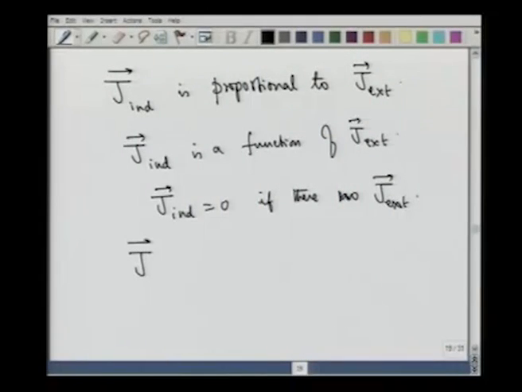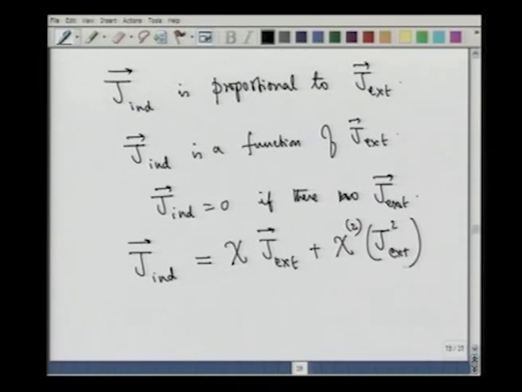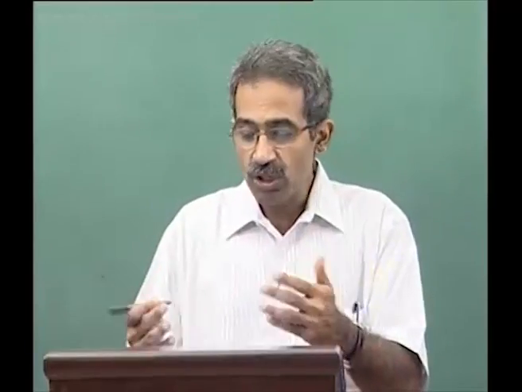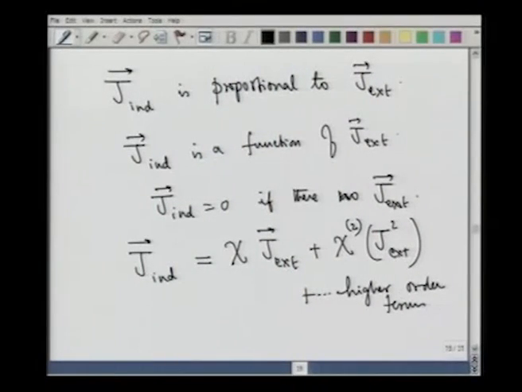Therefore, what I can do is to make an expansion for J induced in terms of J external. So, the leading order term, let me call it chi J external. Then let me introduce a notation called chi 2. Then this will be what? J external squared. Okay. How the vector comes about, let us not worry about that, plus higher order terms, etc. What we are saying is that in the leading order, my J induced will be proportional to J external. Then there will be a term proportional to chi 2 J squared. Then there will be a term proportional to J cubed, so on and so forth.